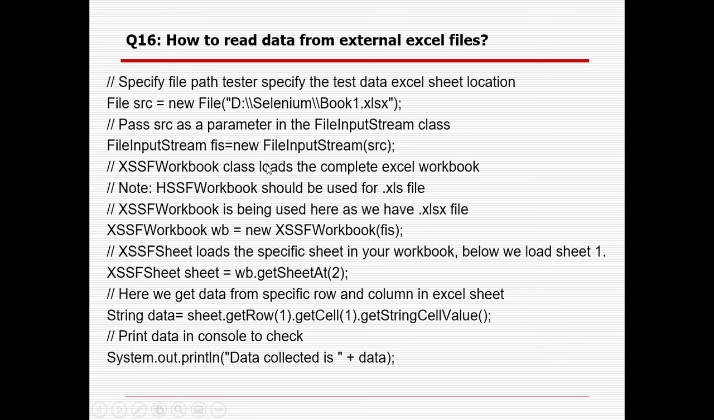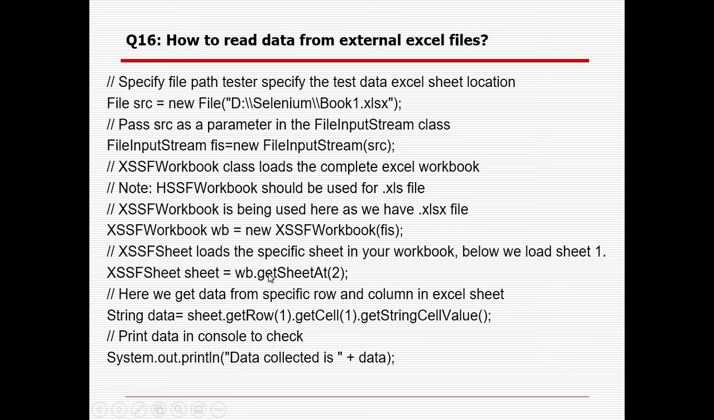Once you read the file with the help of FileInputStream, you need to first read the workbook, then the sheet, and then the data. So you first read the workbook, where with the help of XSSFWorkbook you create an object instance, providing the instance of the FileInputStream. Once the workbook is read, you need to read the sheet, because in a workbook there can be multiple sheets: sheet 1, sheet 2, sheet 3, like that. With the help of the XSSFSheet class, you can create an object instance for the sheet, and you use getSheetAt with the index, whether it is the first tab, second tab or third tab.